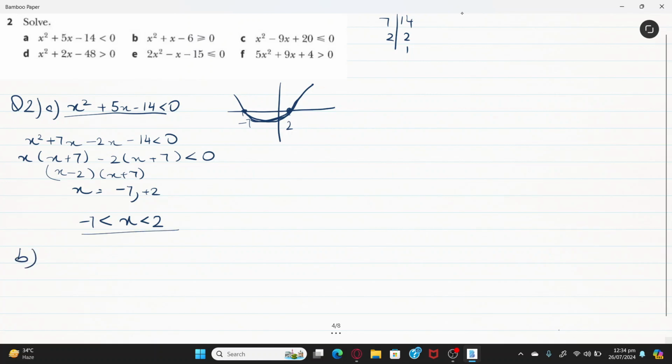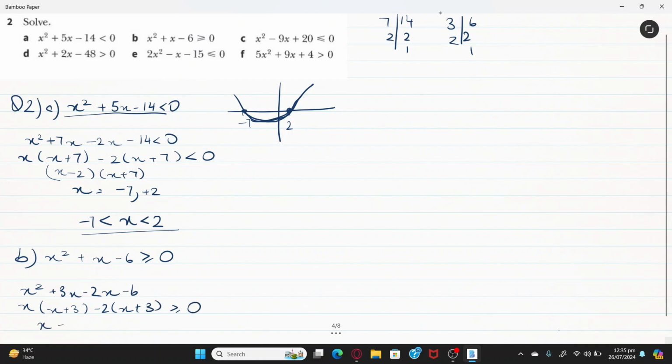For part B, it's quite similar. x squared plus x minus 6 is greater than equals to 0. Okay, again what we do is take the common of factors of 6. It's going to be 2 3s are 6, 3 minus 2 is 1. So we are going to get x squared plus 3x minus 2x minus 6, x as the common, x plus 3 minus 2 as the common, again x plus 3 is greater than equals to 0.